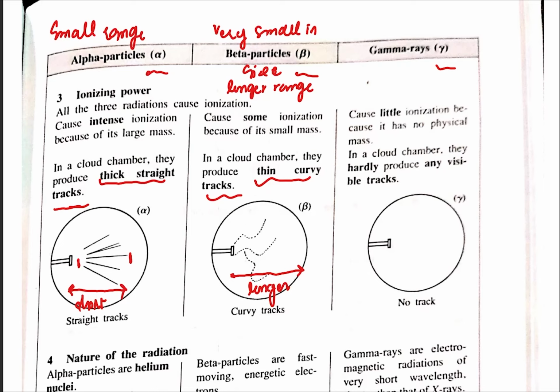Gamma is the tricky one. It's hardly detected anywhere on any tube. Under very special circumstances, we'll have to detect it, or we have to find it. Otherwise, it's difficult to get any response from gamma radiation. So it has a very little effect of ionization, but whatever that effect is, it's very difficult to see in a cloud chamber. So it has little to no tracks.